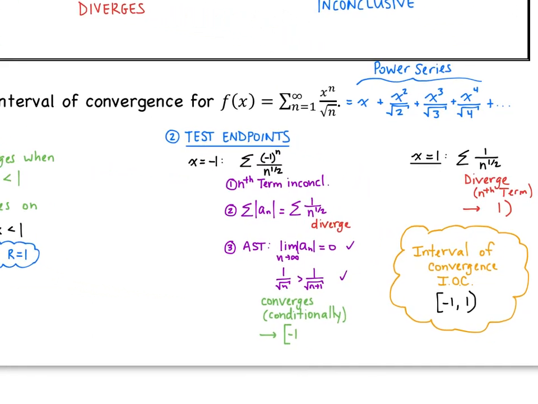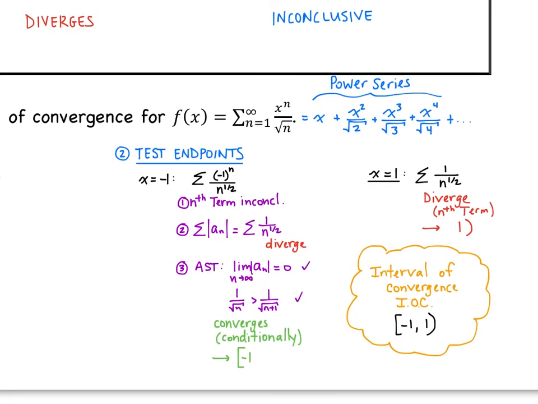So now we want to throw those endpoints in for the x value. When x equals -1, we plug -1 in for the x here. And so what we have is this series, -1 to the n over n to the 1/2. I notice it's an alternating series, so the nth term test is inconclusive. Now we look at the absolute value of that series, which is the series of 1 over n to the 1/2, which is a diverging p series, right? P is 1/2. So now we have to go to the alternating series test.